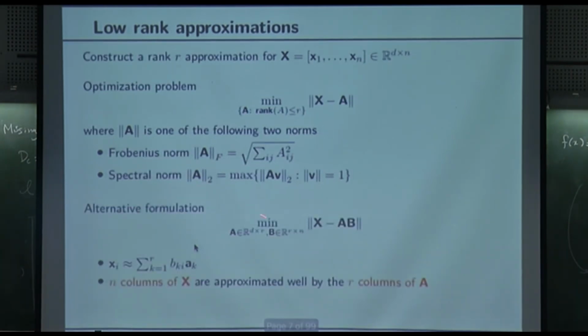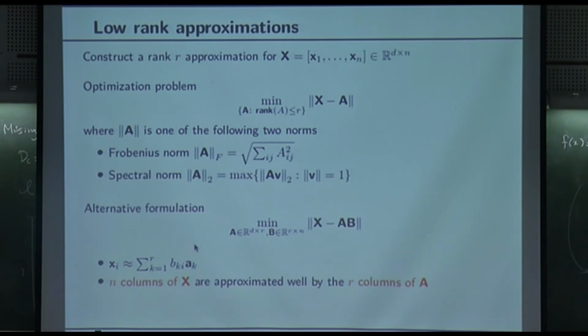Okay. Here's an alternative formulation. This matrix formulation can also be written in this form. Minimize for a matrix A in R^(D times R) and B in R^(R times N) such that X is equal to AB. Now we are starting to see that this is starting to look like a PCA type problem. This rank minimization problem, or finding the low rank approximation, is a PCA type problem. The n columns of X can be well approximated by the R columns of A. As a result, we have a low rank approximation for X.